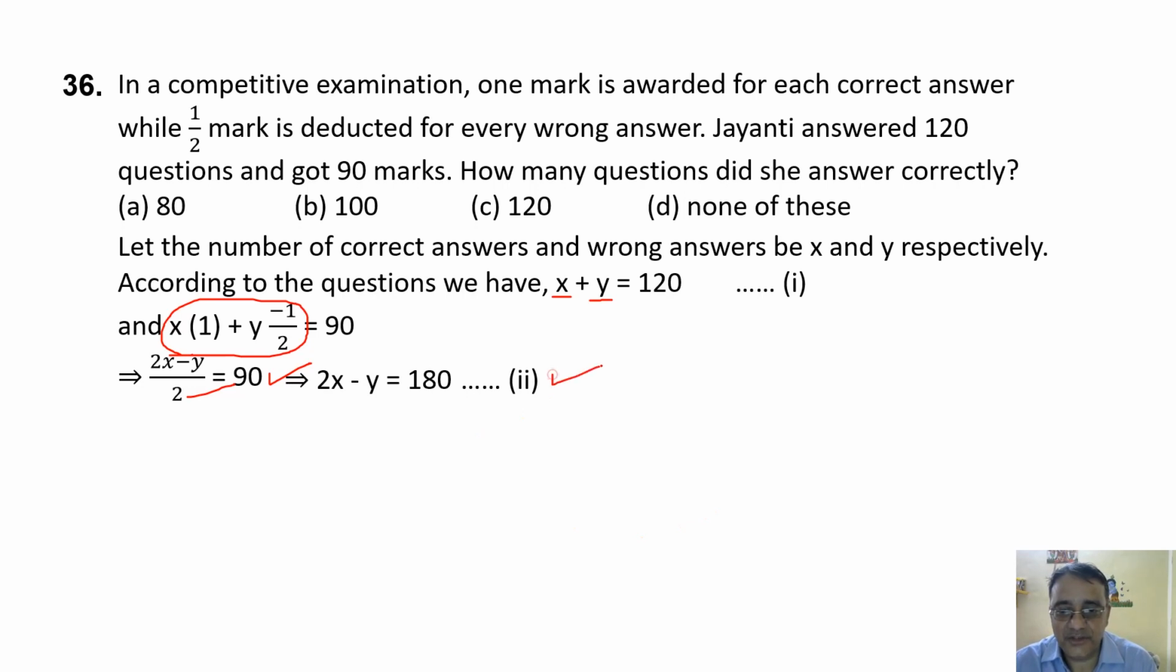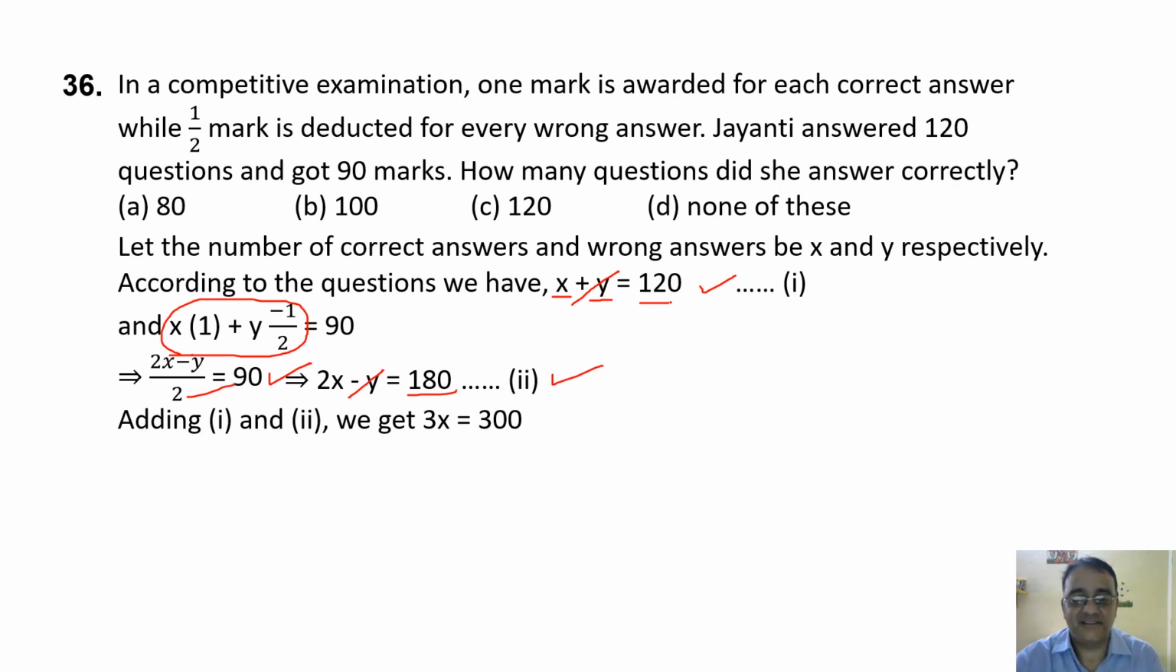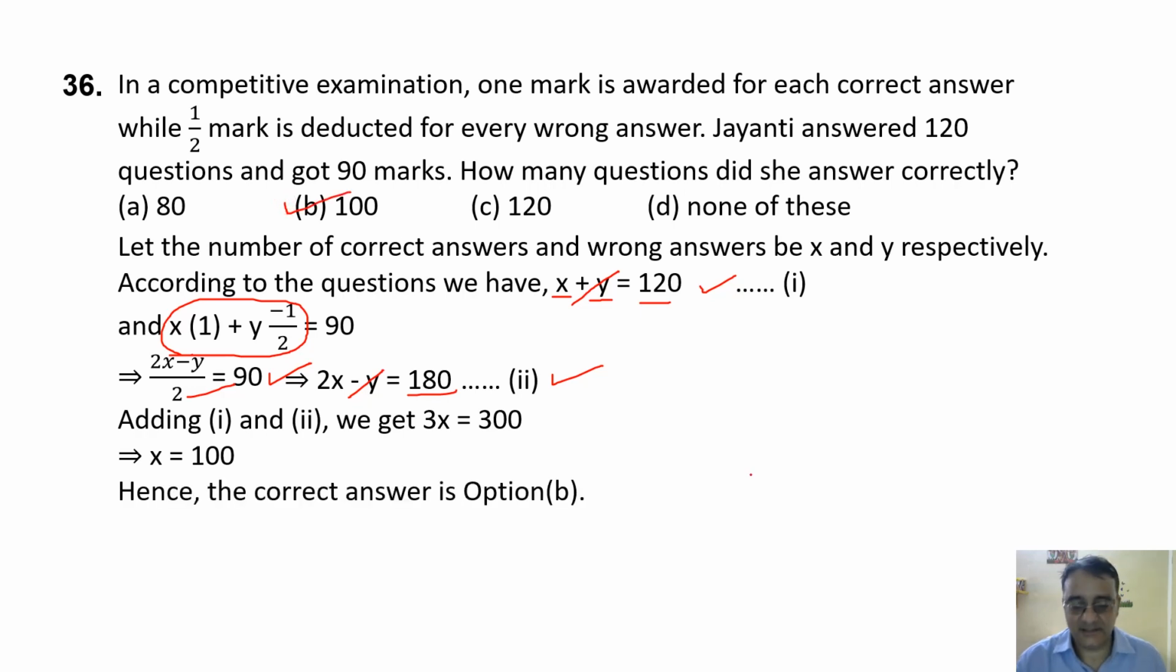Now see these two equations we have to add. If you add, plus y minus y will be cancelled and we'll get 3x is equals to 300. So what is the value of x? 100. 100. So what is the correct option? Option B. Option B, right. So now we are moving toward question number 37.